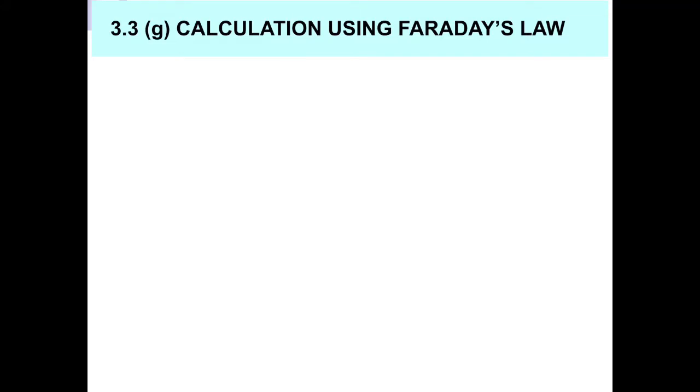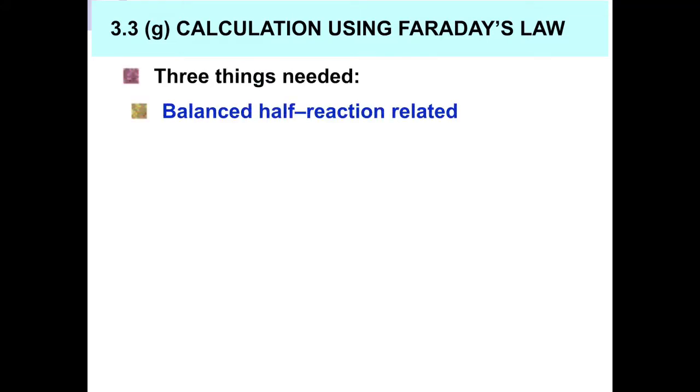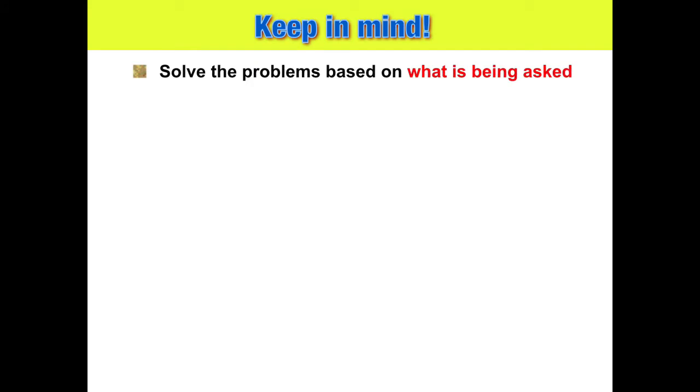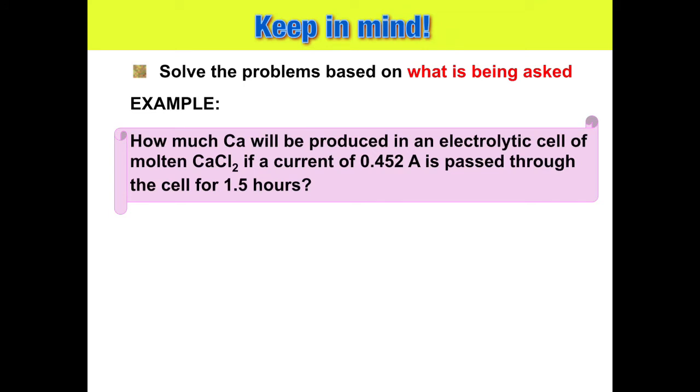In order to apply Faraday's law in a calculation, we need 3 things: the balanced half reaction, the Faraday constant, 1 Faraday equal to 96,500 C per mole of electrons, and the third one is the formula Q = IT. To further understand this, you should keep in mind to solve the problems based on what is being asked.